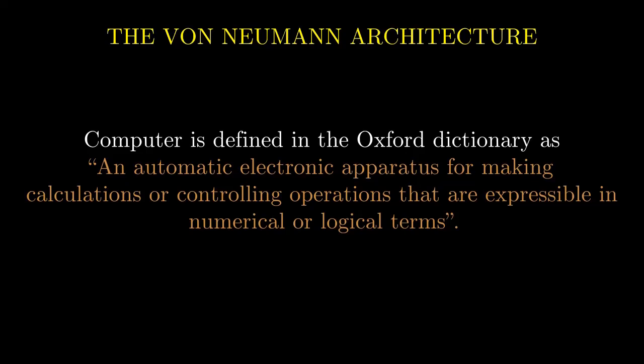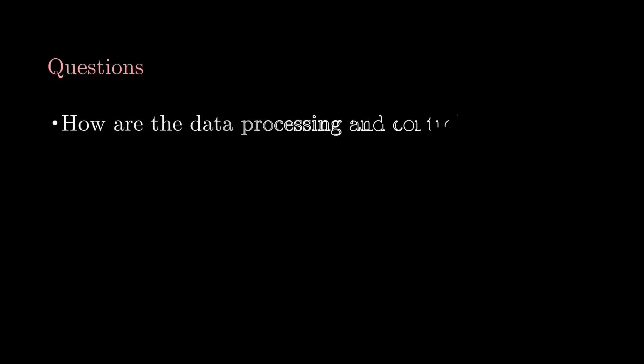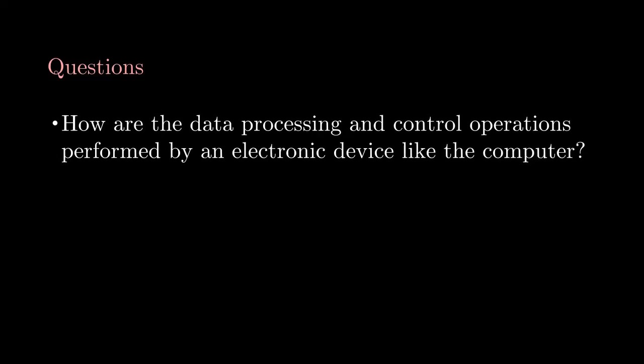The definition clearly categorizes computer as an electronic apparatus, although the first computers were mechanical and electromechanical apparatuses. Another important aspect of the definition is the fact that the computer can perform only those operations which can be expressed in logical or numerical terms. Some of the basic questions that arise from the above definition are: how are the data processing and control operations performed by an electronic device like the computer?